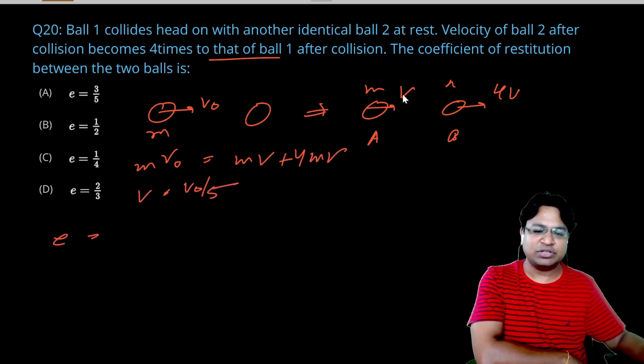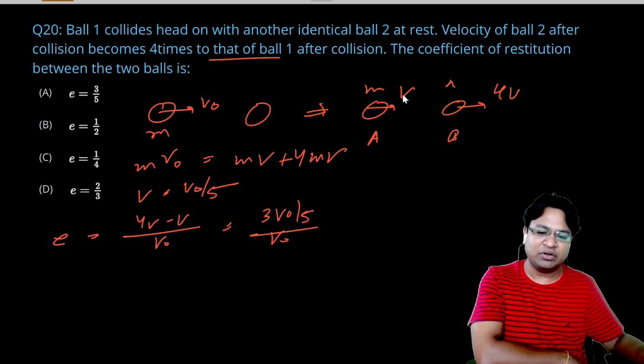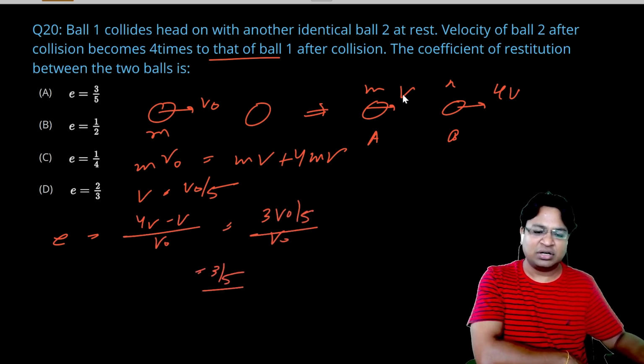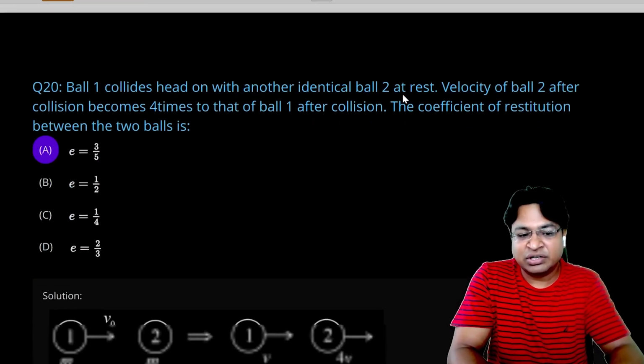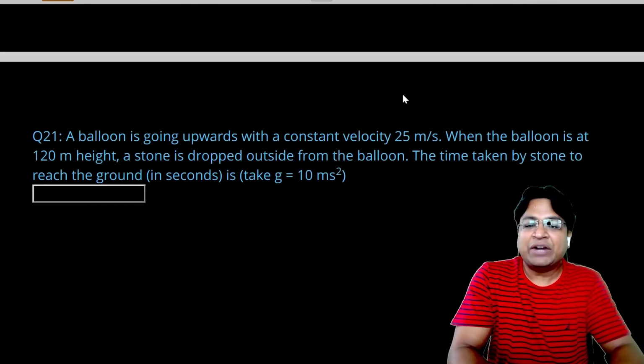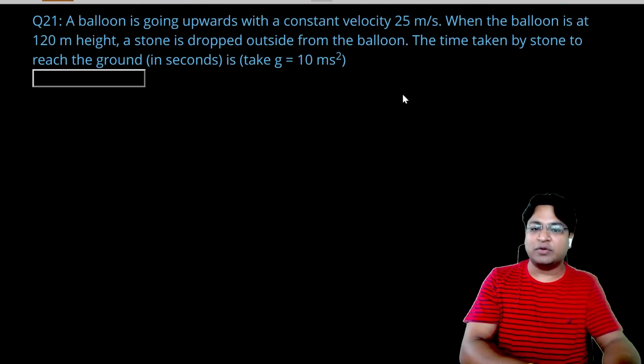So the coefficient of restitution is velocity of separation, that is 4V minus V, upon velocity of approach, that is V naught. So this becomes 3 into V, where V is V naught by 5, divided by V naught. So 3 by 5 is the right answer. Pretty easy question, I would say. Nothing much in it. You just do whatever is written in the question and you will get the answer. So that finishes our SCQ section, and now we move on to the numerical section.